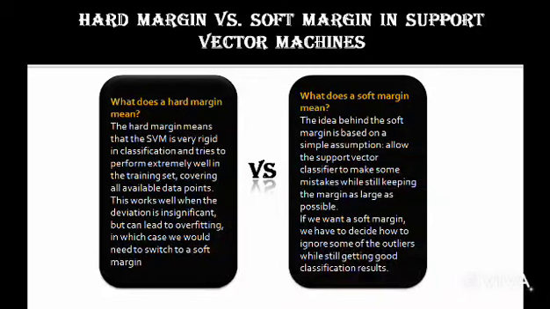What does a soft margin mean? The idea behind the soft margin is based on a simple assumption: allow the support vector classifier to make some mistakes while still keeping the margin as large as possible. If we want a soft margin, we have to decide how to ignore some of the outliers while still getting a good classification result. The solution is to introduce penalties for overfitting that are regulated by the C parameter.